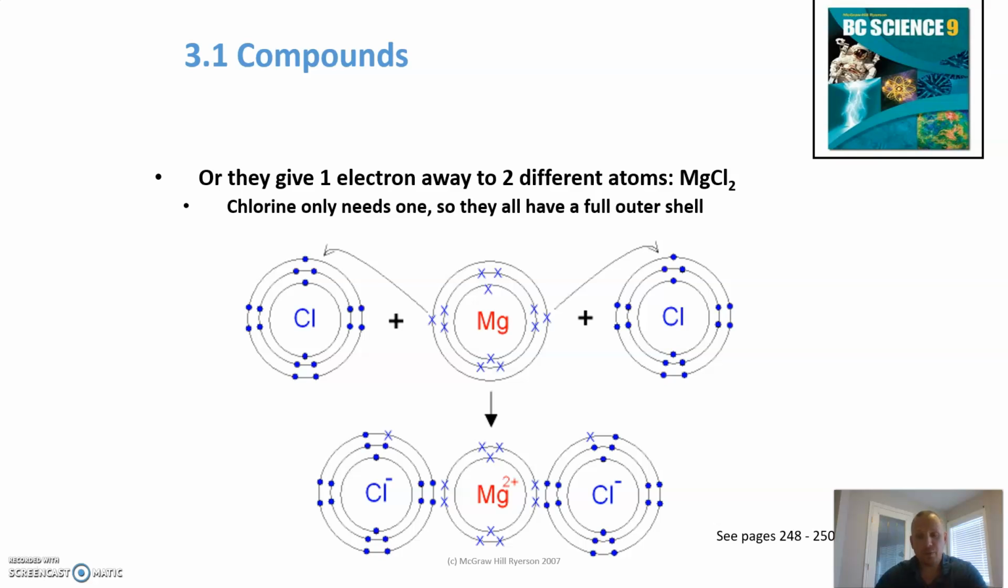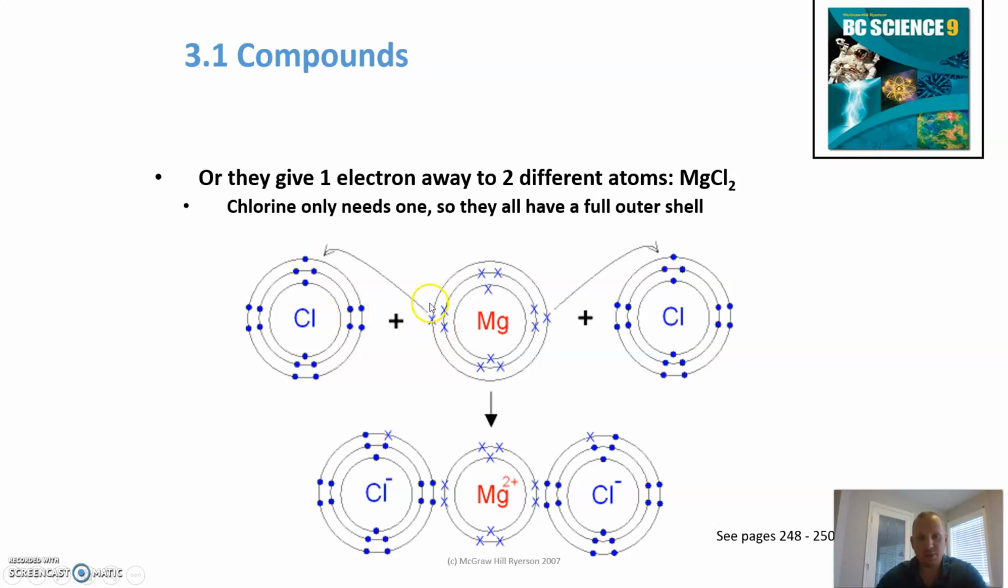Another option for group 2 elements like magnesium, which need to give away 2 electrons: they could also give away 1 electron to 2 different atoms. So group 2 elements can also form bonds with group 17 elements. In this example, we see magnesium with 2 chlorines, MgCl2.